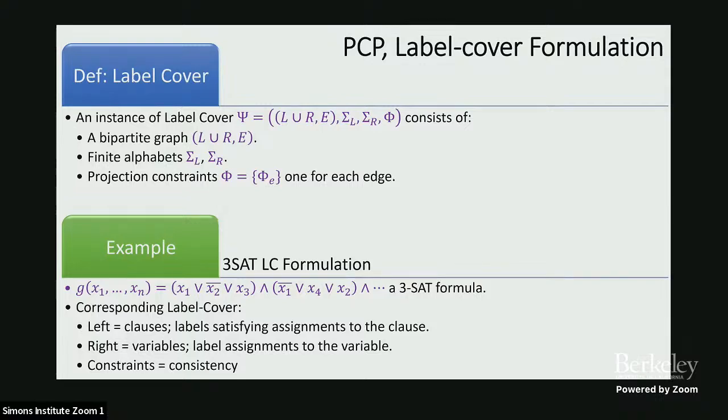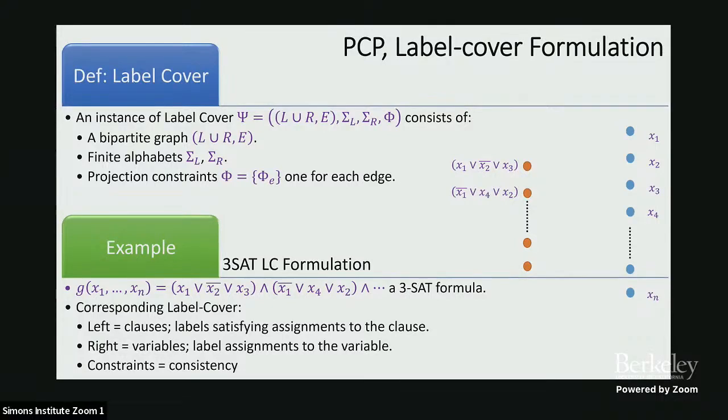So how does it go? Well, I need to tell you what is the left, what is the right, what are the alphabets, and the constraints. Well, the left, we're going to have a vertex for each one of the clauses. So these are these orange vertices. As for the right, we're going to have a vertex for each one of the variables. Now, what are the alphabets? Well, each vertex on the right is going to get either 0 or 1, depending on if we want to assign that variable 0 or assign it 1.